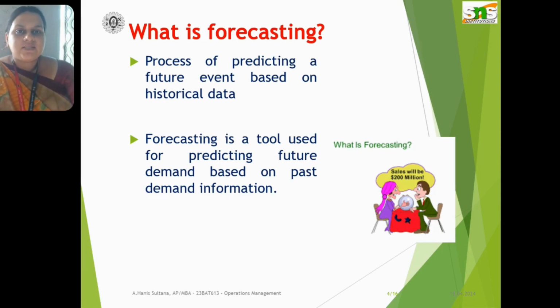So what is forecasting? It is a process of predicting a future event based on historical data. We discussed what is data, and now there is a process of predicting. We are keeping the past data to predict the future. For example, a very relevant example is weather. Weather forecasts can be made for the next week, next month, next 10 days or next fortnight, saying this is the weather condition for the upcoming days.